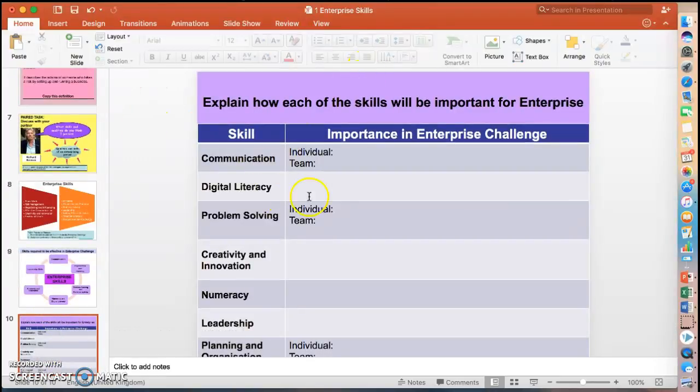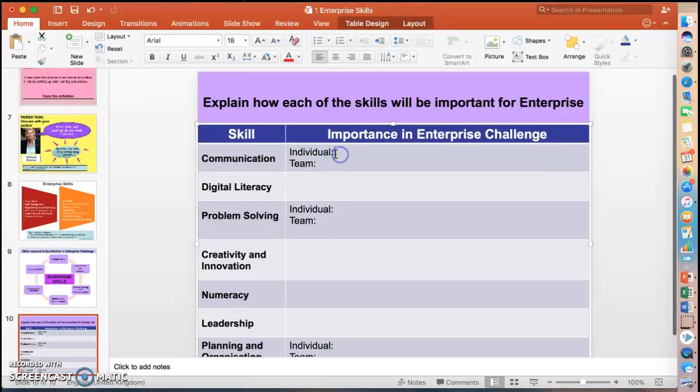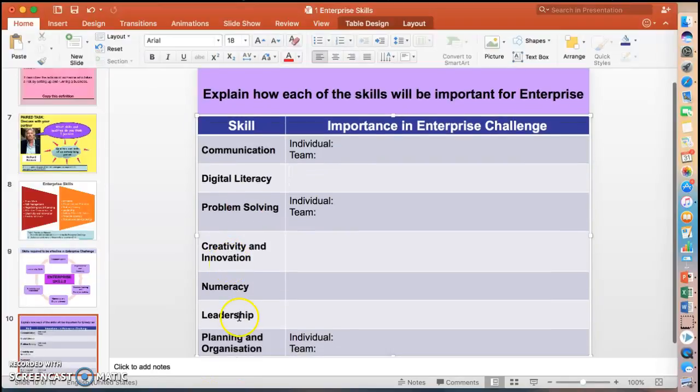Then this is another important one which will help feeding in, coming to the end of this lesson now. We only want you to spend about an hour on this, one of your lessons. If you don't complete it, then as always, finish for homework. Explain how each of these skills will be important for enterprise. So communication for an individual, communication within a team, what digital literacy you think is going to be important, problem solving, creativity, numeracy, leadership, and planning and organisation.